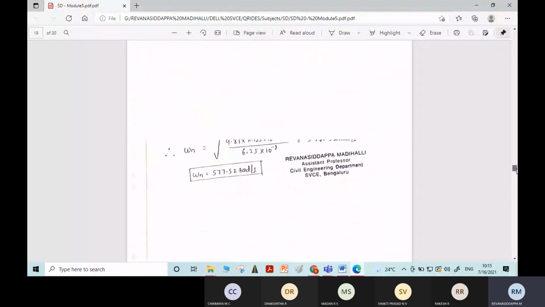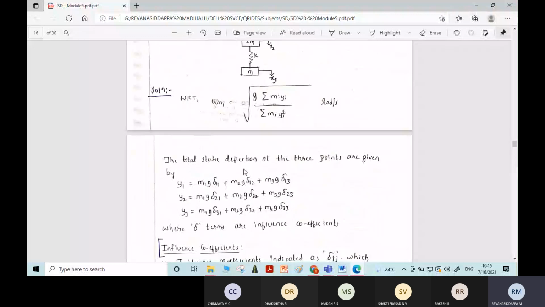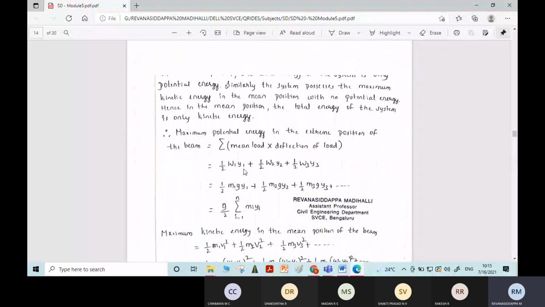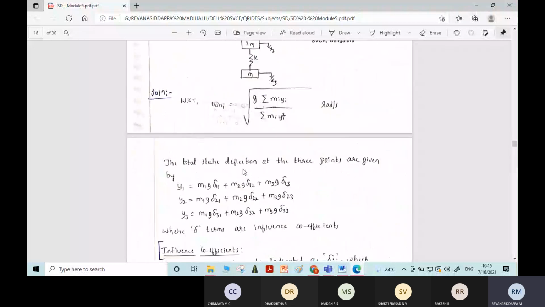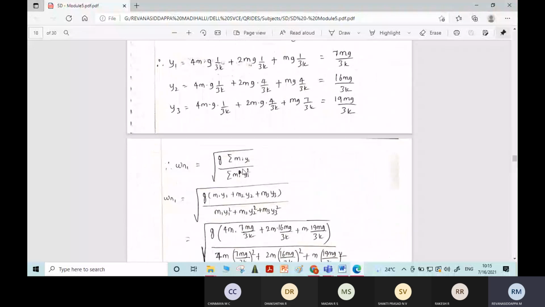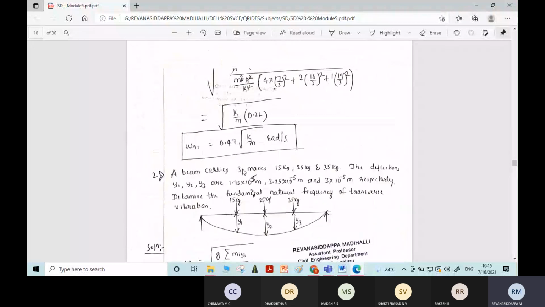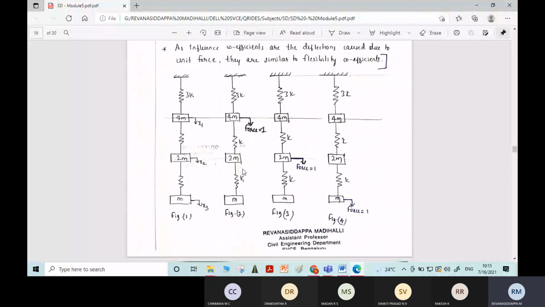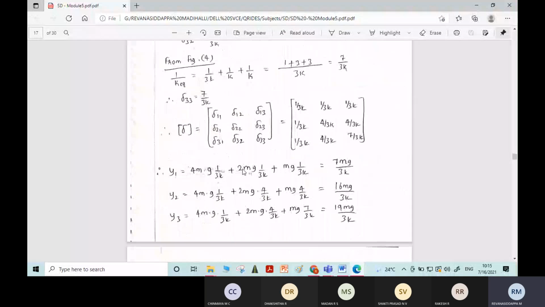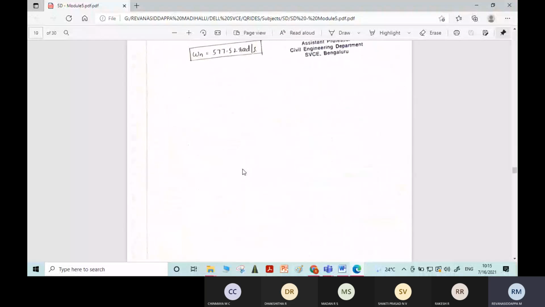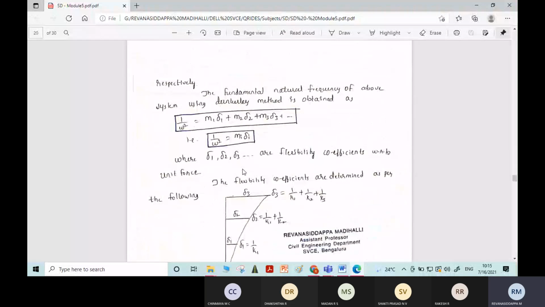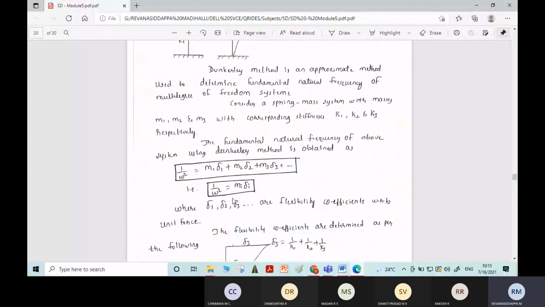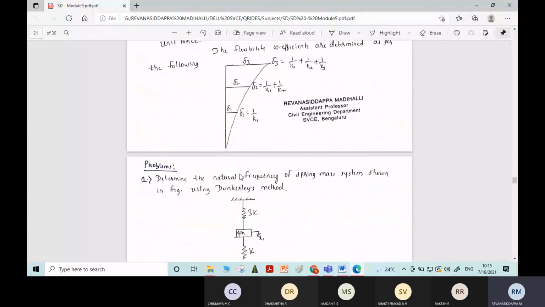With respect to Stodola's method, I have discussed it, and with respect to Rayleigh's method and Dunkerley's method, you prepare for theory questions. I have solved one sample problem. You go through it; it is easily understandable. This is regarding Dunkerley's method. Some explanation is there, and one formula is there. You need to remember that formula.